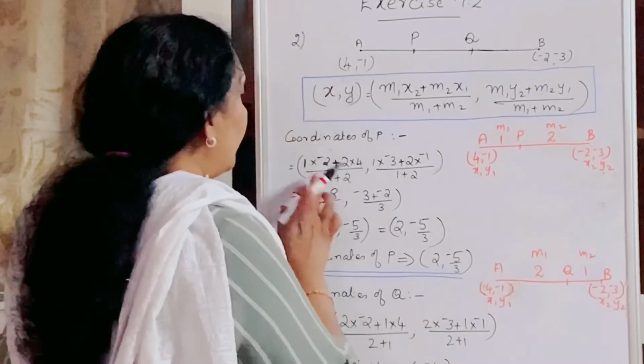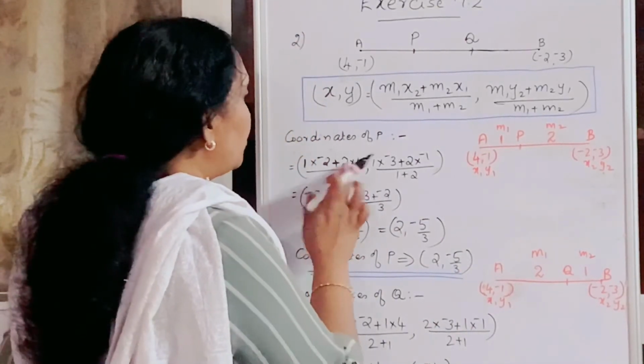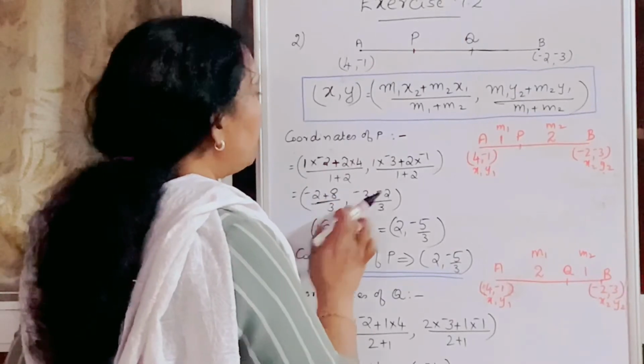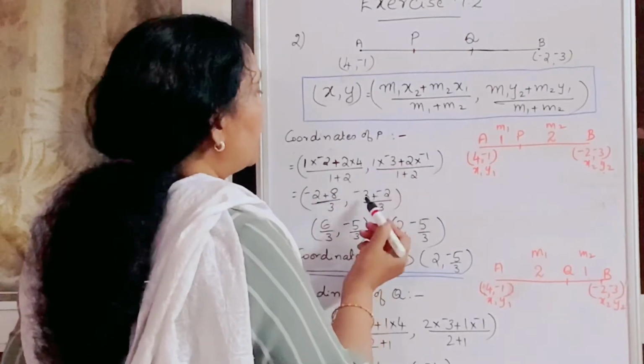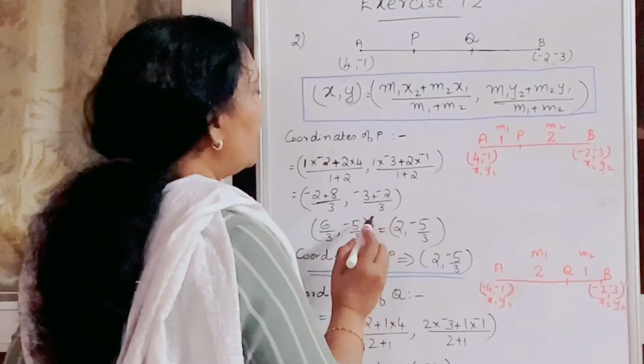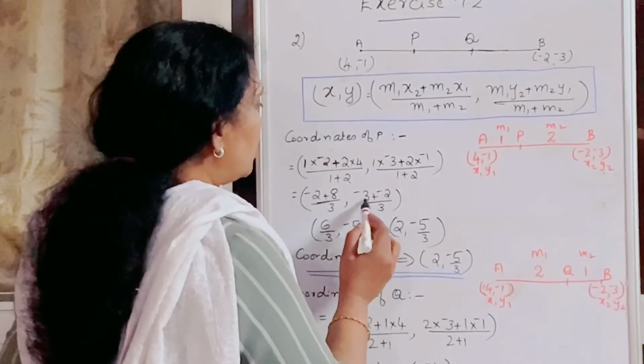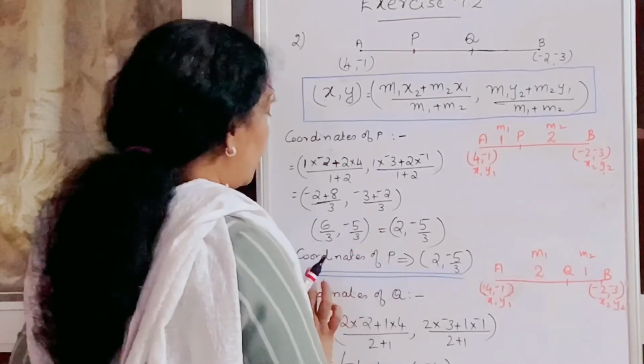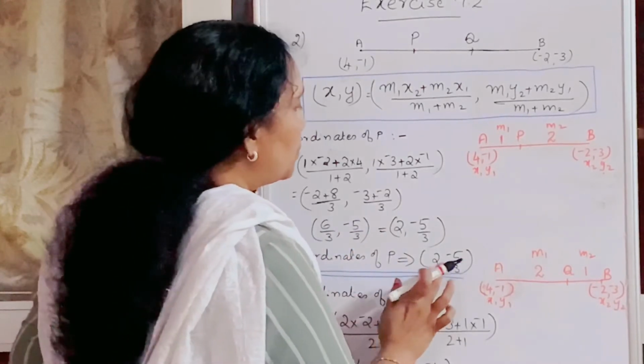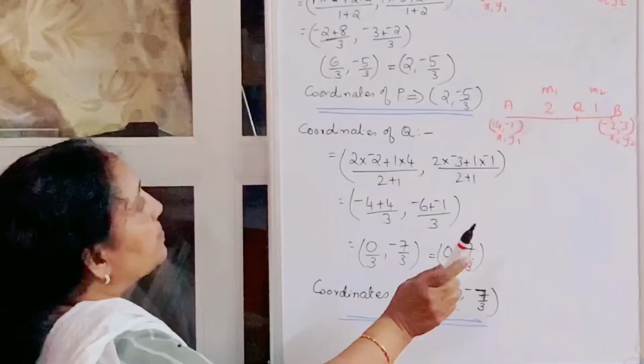Then you will get negative 2 plus 2 into 4 is 8, by 3. Here 1 into negative 3 plus negative 2 by 3. This is 6 by 3, that is 2. This is negative 5 by 3. So coordinates of P are 2, negative 5 by 3.